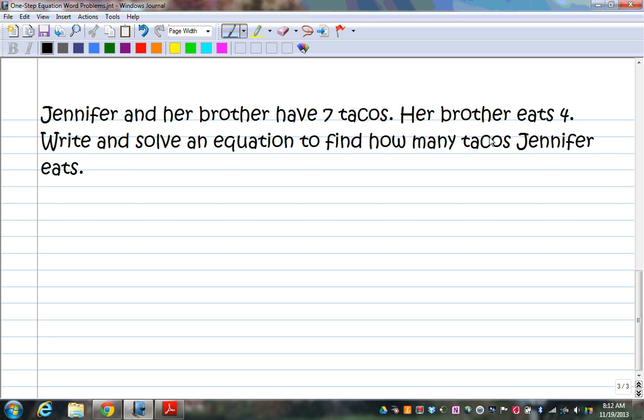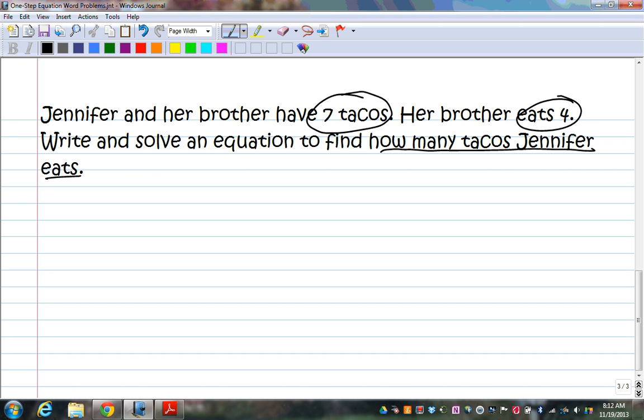So what you're going to do is you have to look for the key information in the problem. First, they have a total of 7 tacos. What we're looking for is how many tacos Jennifer eats. Her brother eats 4. This is the key information. I always go into my word problem and highlight it or circle it or do whatever I need to do.